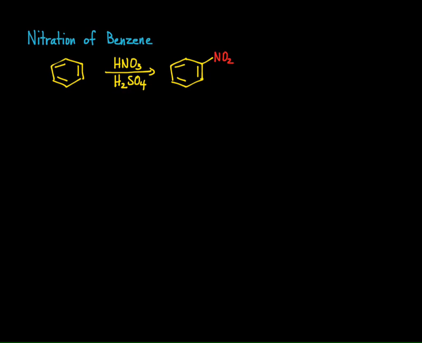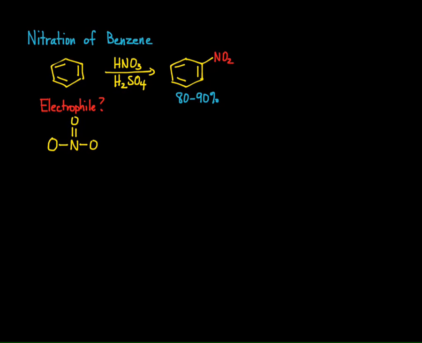The third reaction is nitration of benzene. So if I take benzene and I treat it with nitric acid in the presence of sulfuric acid, I get nitrobenzene. So there's an NO2 group that goes on to the ring. And these yields are actually very good, upwards of 90% to almost quantitative. Now the question here is, well, what is the electrophile? How does NO2 get onto the ring and where does it come from?